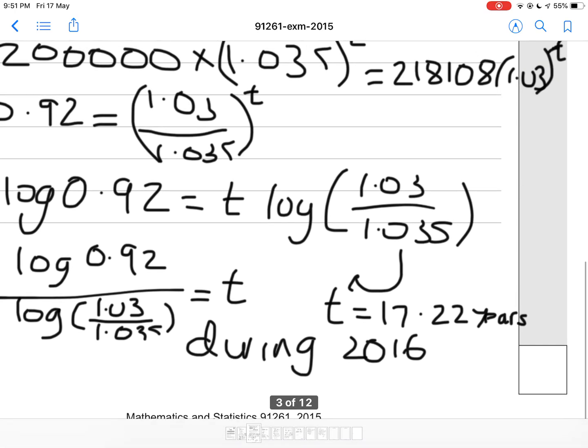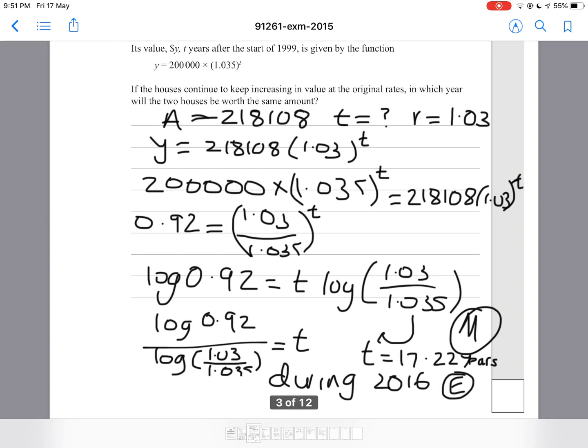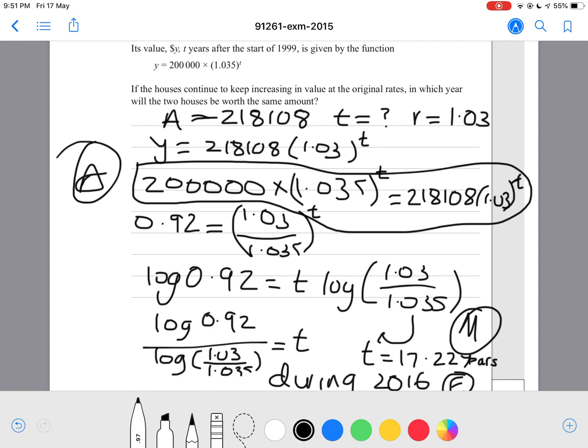Getting all the way to during 2016 with the statement is going to get you an excellence. To get a merit, you solve for t. So if you get t equals 17.22 years, then you should get the merit grade. And to get an achieved, you just set up the correct equation. So if you get up to here, this step will get you an achieved, okay? Well, that's not a very good A, is it? Okay, so that will get you an achieved, okay?